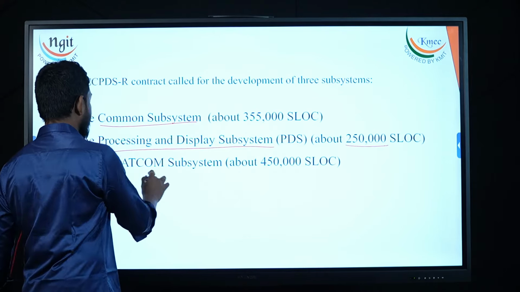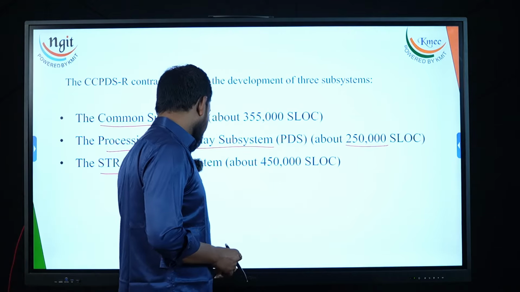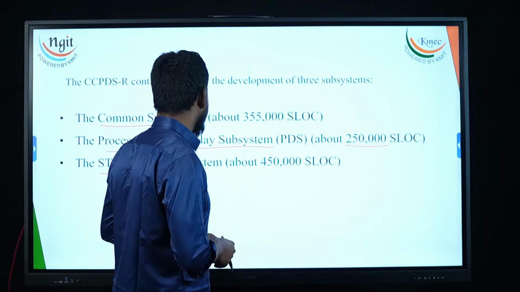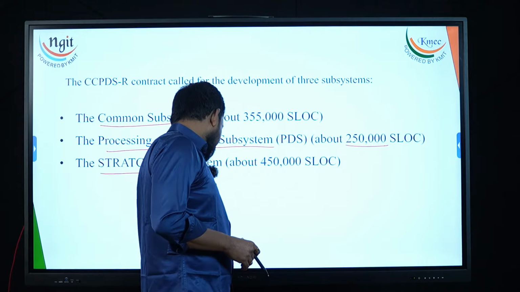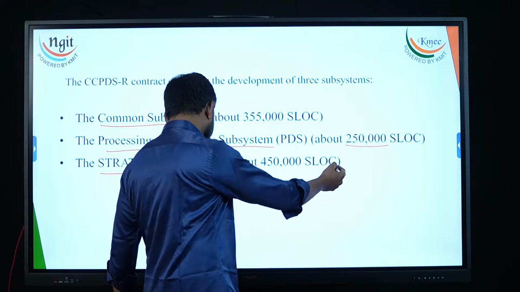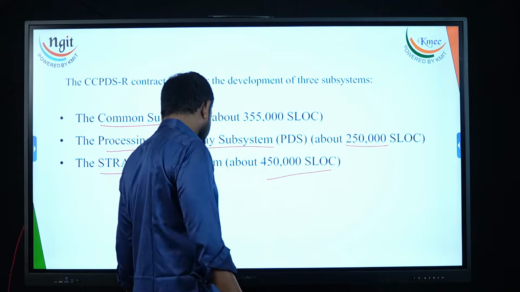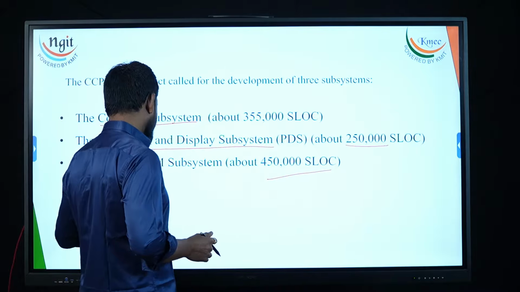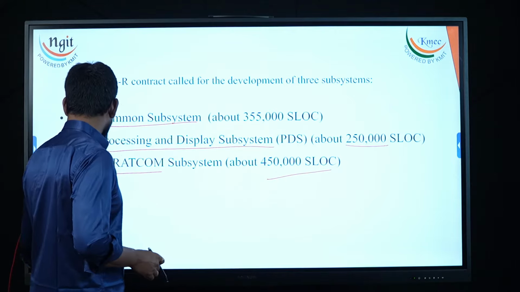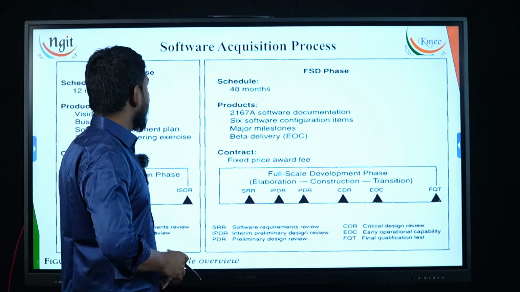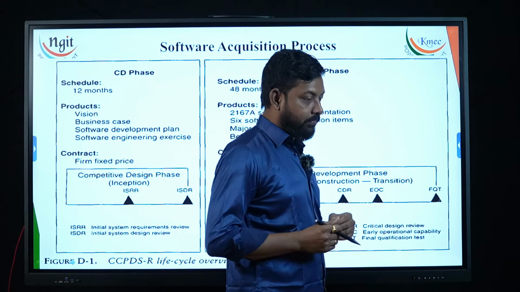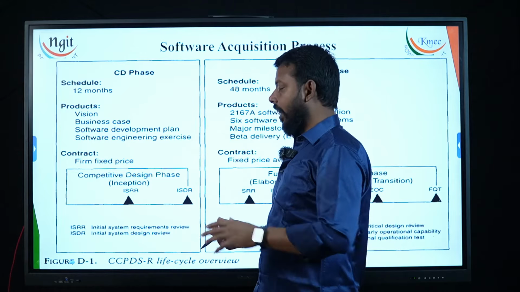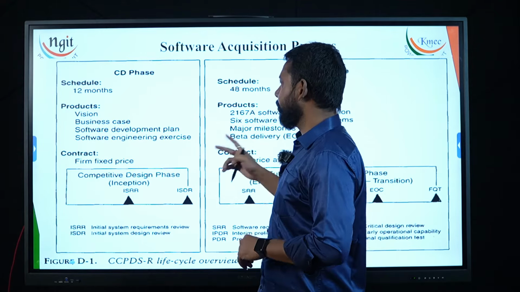And the last one is the StartCom subsystem. It is responsible for starting the system, and the total lines of code it took was around 4,50,000. It provides a warning system to both the missiles and the ground level, so it is responsible for force management compatibility. This is the overall architecture of CCPDS-R. We have three subsystems, and these were majorly divided into two different phases.